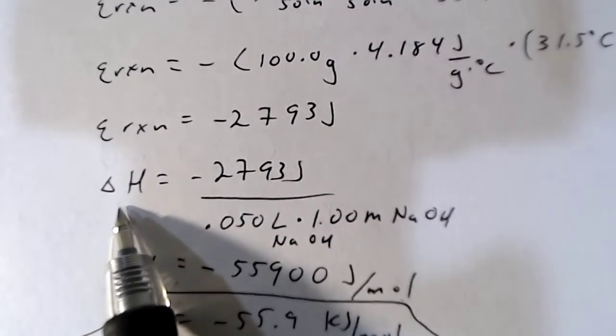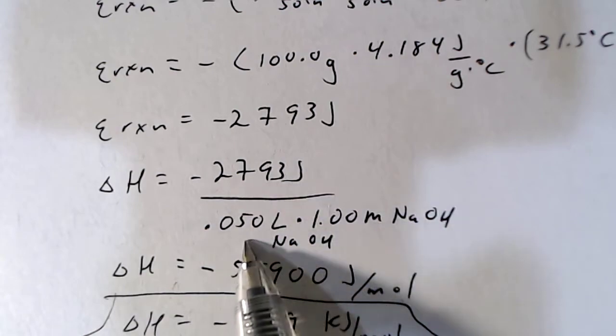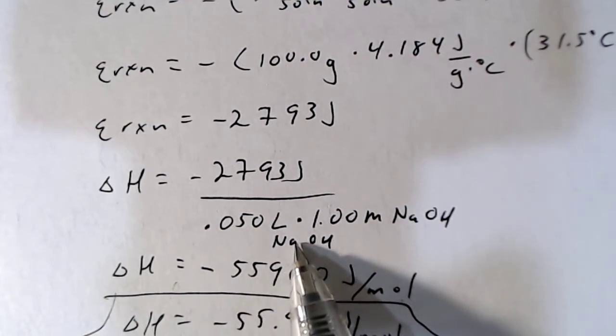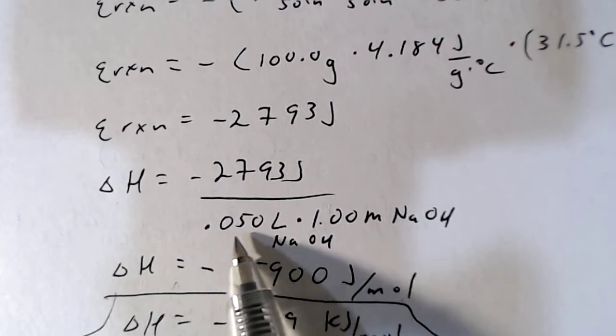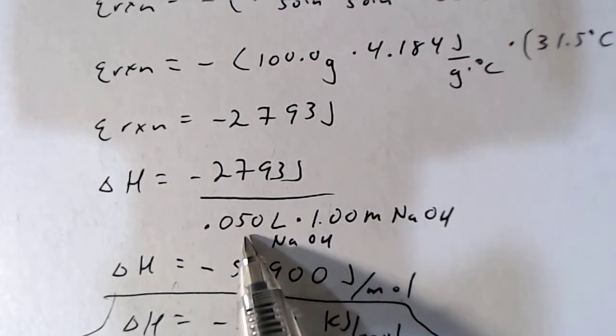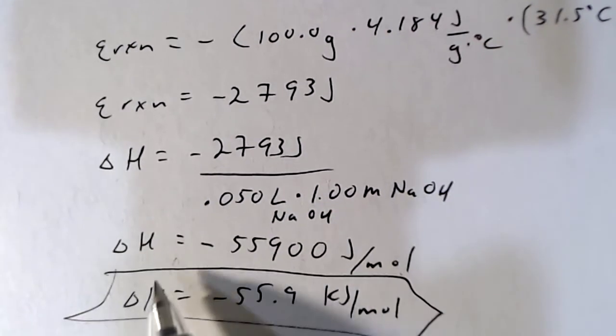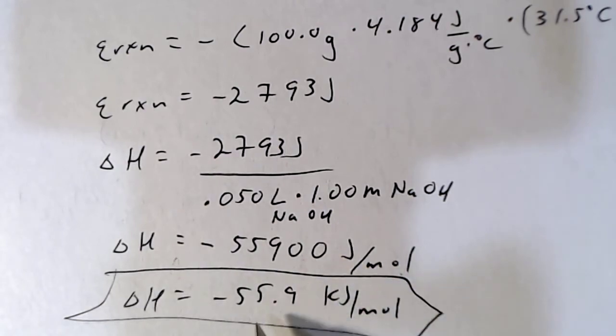To find the enthalpy change of the reaction, divide those number of joules by the number of moles of one of the reactants that had a coefficient of 1, either sodium hydroxide or hydrochloric acid, not both. But you could choose sodium hydroxide, for example. The number of moles of it is equal to the molarity of it times the liters of it. And so we solve for a certain number of joules per mole, or divided by 1,000, kilojoules per mole, the most common unit for enthalpy change, kilojoules per mole.